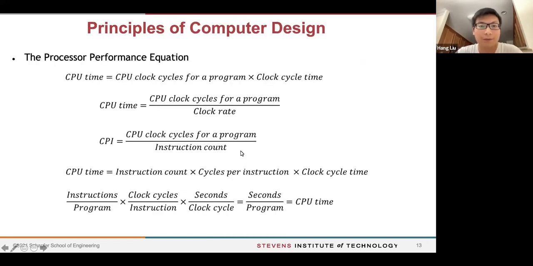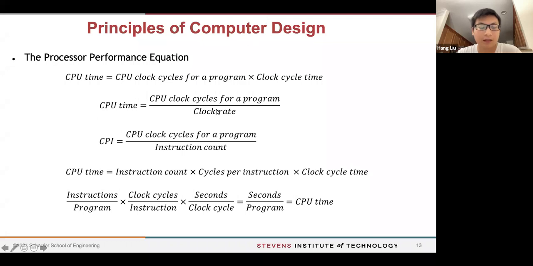Okay, so the principle of computer design, the processor performance equation is shown as follows. The CPU time equals the CPU clock cycles for a program multiplied by the clock cycle time. So for instance, for any program, how many clock cycles does it take to execute this program, multiplied by the real time of that clock cycle, right?